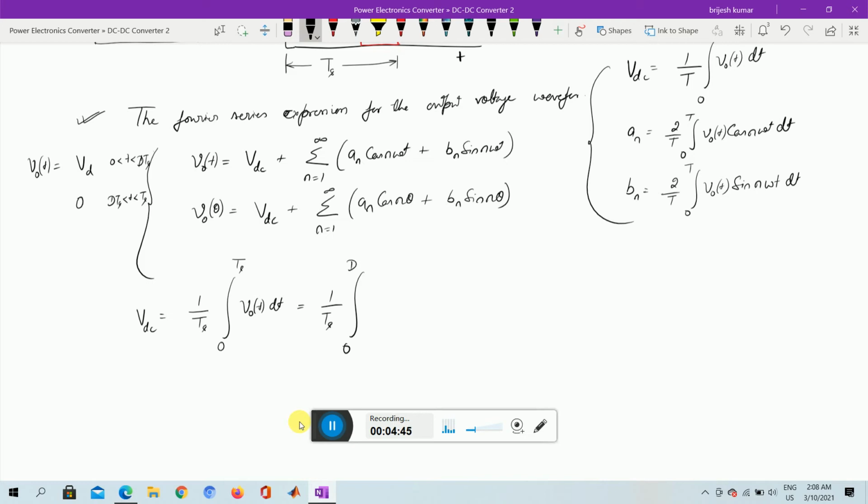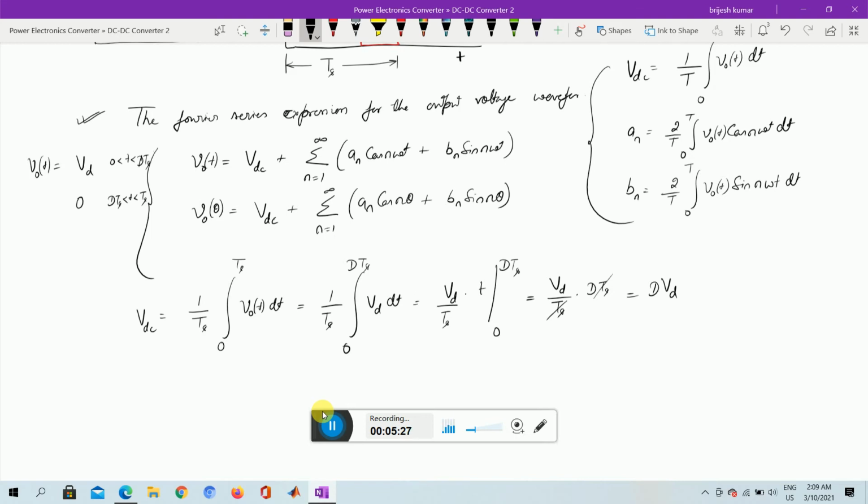So from 0 to D TS, the V0(t) value is Vd, dt. The integration is t. So this is Vd by TS, t with limits from 0 to D TS, and this leads to TS cancelling out, and you get D times Vd. So you can simply get the average value, VDC is equal to D times Vd. That is very clear. If the switch is on for 50%, the output voltage DC value is 50%.